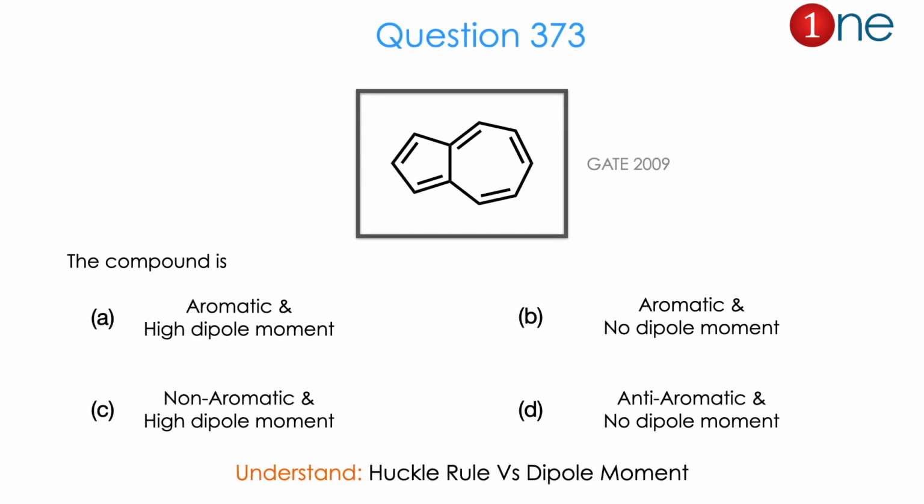Then let us look at the next question. They are given a fused system, it is azulene. They are asking the nature of the compound, whether it is aromatic, anti-aromatic or non-aromatic, and whether it has a high dipole moment or low dipole moment. So basically 4 different possibilities. From the structure of azulene and aromaticity and dipole moment, you might realize the question is really about Huckel rule versus dipole moment. The answer is A. Let us see how.